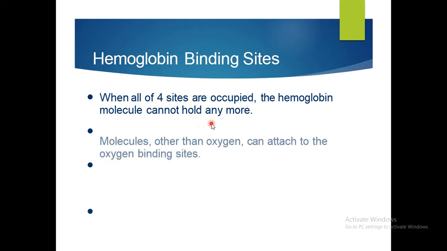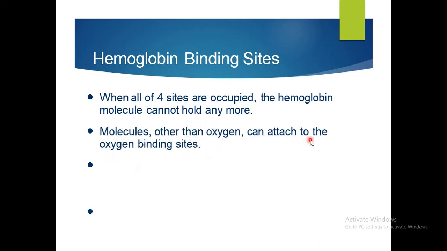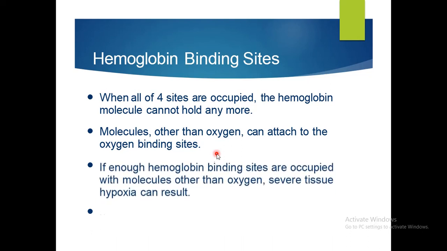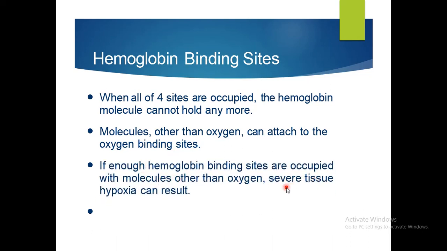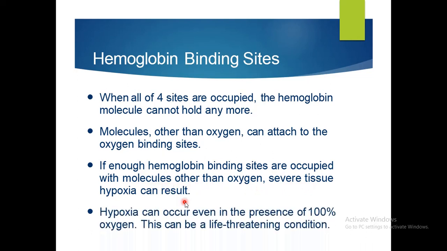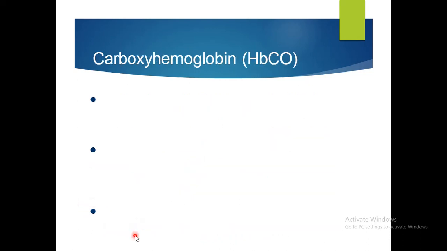When all of the 4 sites are occupied, the hemoglobin molecule cannot hold any more oxygen, and molecules other than oxygen can attach to the oxygen binding sites, as we saw from the example before, like carbon monoxide or methemoglobin. If enough hemoglobin sites are occupied with molecules other than oxygen, severe tissue hypoxia can result, even in the presence of 100% oxygen. There is a lot of oxygen present, however it cannot be taken up because hemoglobin is already bound to other molecules. This can be a life-threatening condition because oxygen cannot be delivered to the tissues.